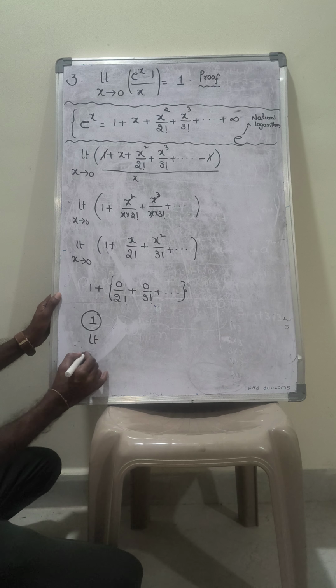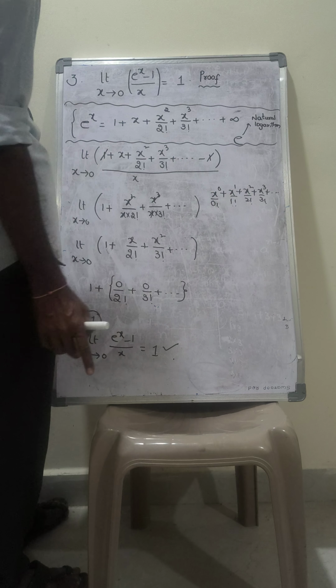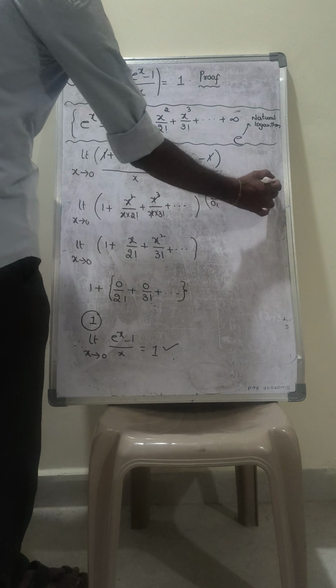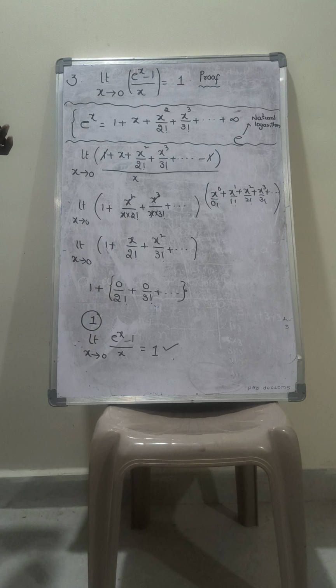Actually this and this are the same. X power 0 means 1, and 1 by 0 factorial is 1 only. So x power 1 by 1 factorial is x by 1, x square by 2, and so on. That's how you can remember it: x power 0 by 0 factorial, x power 1 by 1 factorial, x power 2 by 2 factorial, x power 3 by 3 factorial. So this is the series of e power x. Right, that's all.